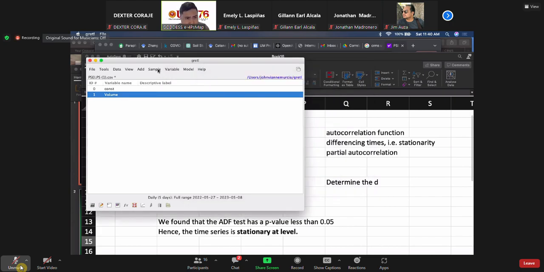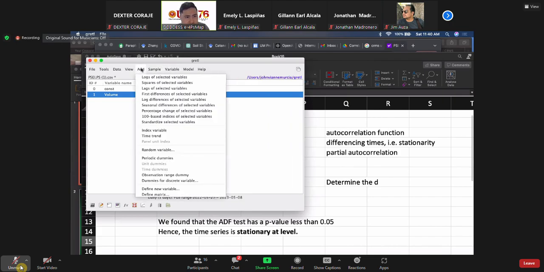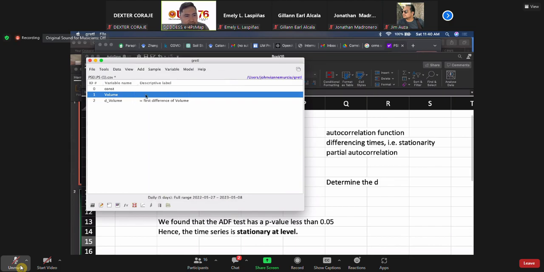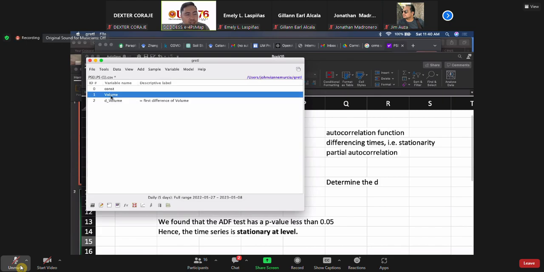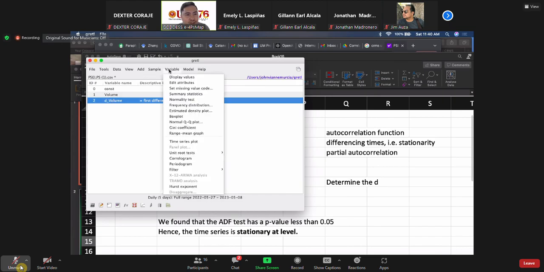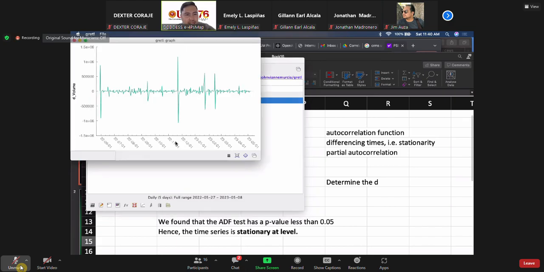When you go to volume and you go to add, you would take the first difference. When you do your first difference, that means that this is no longer the value that you have seen earlier, but this is already transformed into something. When you plot that difference data, it should look like that. So it has been transformed. Did we difference? Do we need to difference? We did not do any differencing because at its level, at its own, it is significant.